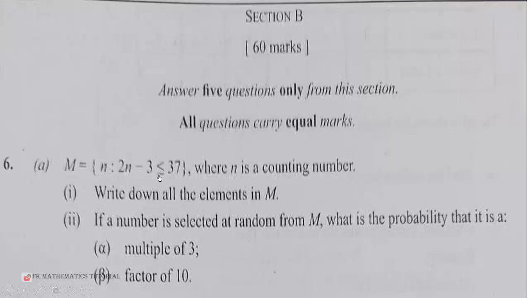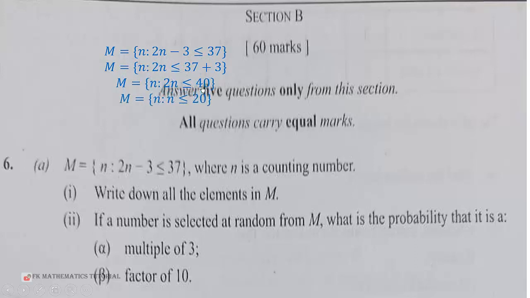We'll first of all solve this inequality. So we add 3 to both sides, or we send the 3 here to become positive, and that will give us 37 plus 3, which is 40. So dividing through by 2, 40 divided by 2 is 20. So all the counting numbers less than or equal to 20, let's list them. That will be 1 up to 20. So we start counting from 1.